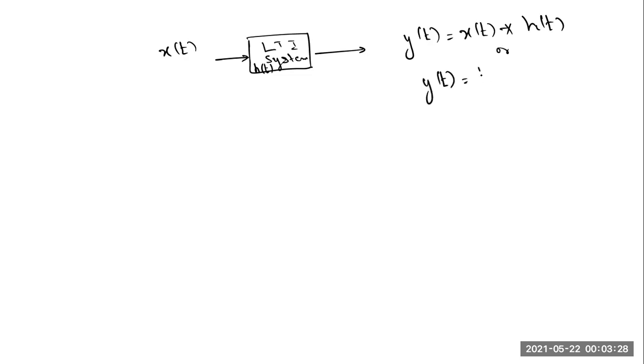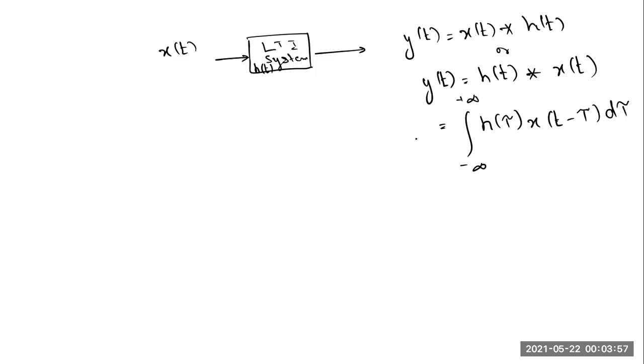So output is also equal to unit impulse response of LTI system convolved with the input. And what is this convolution operator? If you expand this convolution operator, you have to solve this integral from minus infinity to plus infinity, h of tau x of t minus tau d tau. This is something which we already know from chapter 2, which we have covered in our previous lectures.